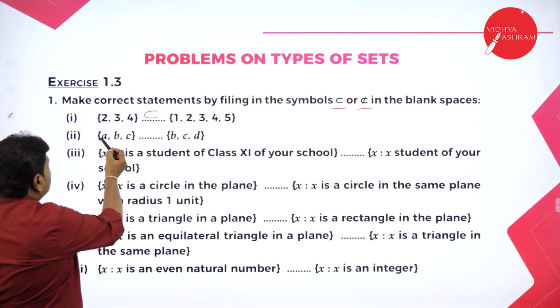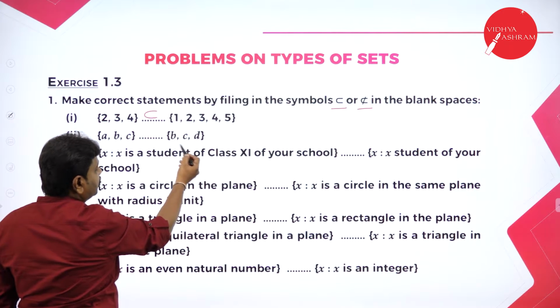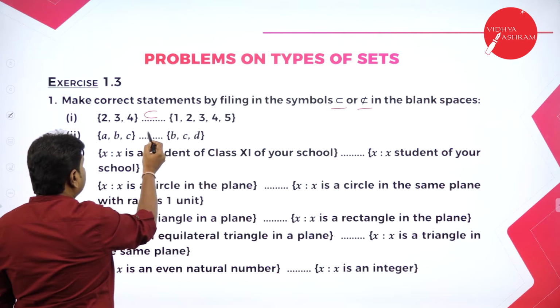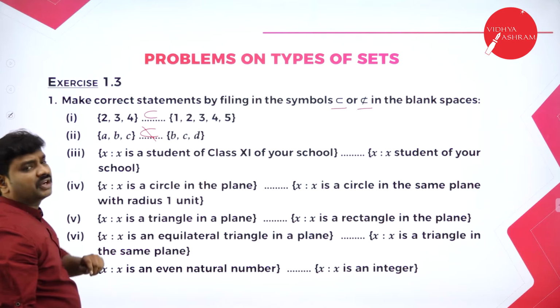Then the second one, {A, B, C}. A is in this, but A is not here, you can see. This is {B, C, D}. So {A, B, C} is not a subset of {B, C, D}. Not a subset means this is the symbol.